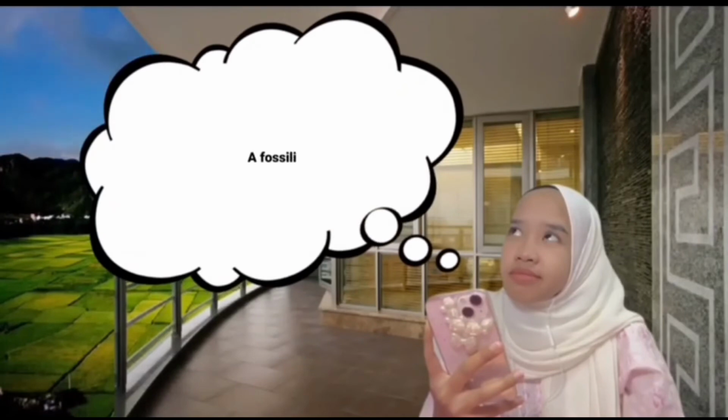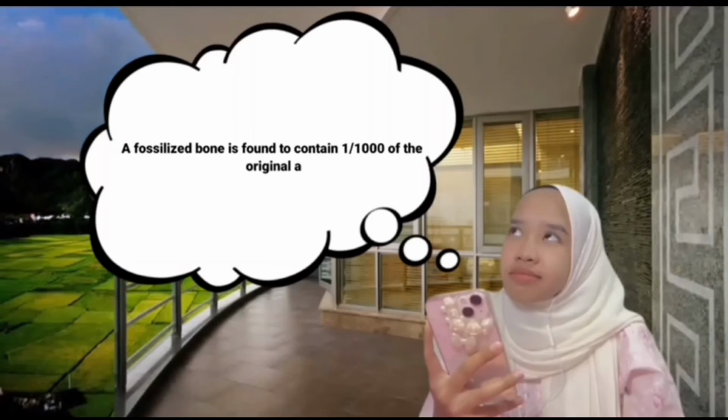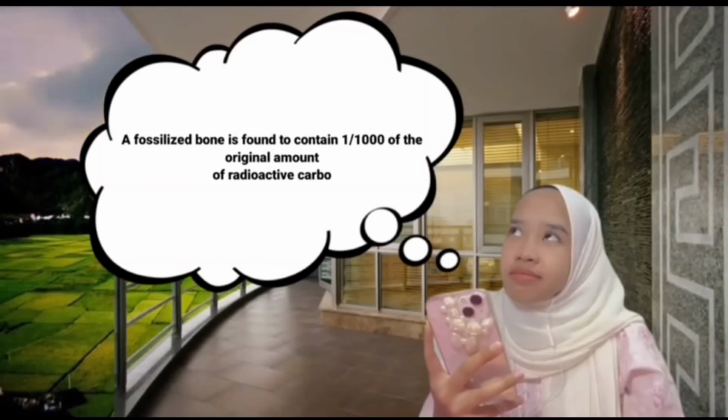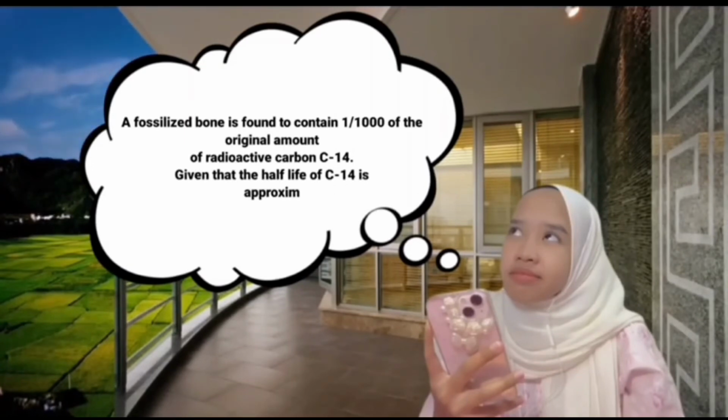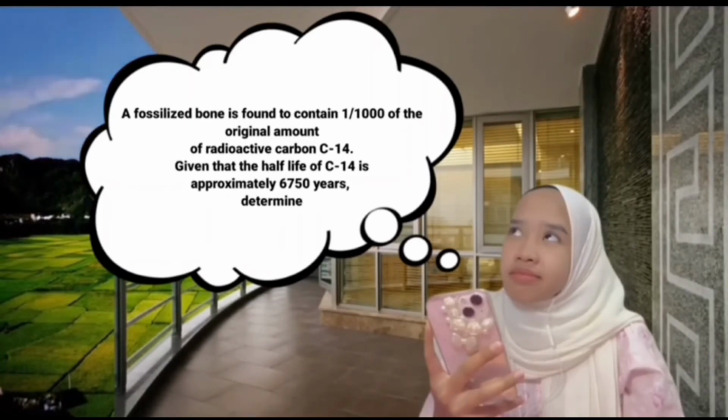Let me think. A fossilized bone is found to contain 1/1000 of the original amount of radioactive carbon C14. If it is given that the half-life, it should be half-life, not half-time, of C14 is approximately 6,750 years, I need to determine the age of the fossil.